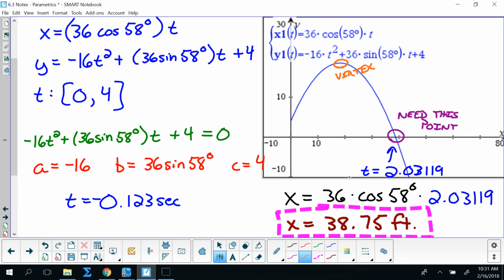How am I going to find the vertex? One of two ways. Because we have A and B stored in our calculator already, right? So we could do opposite of B over 2A. Or the other way is I could average these two numbers. Because those are my x-intercepts. I could average those two, and that would give me my t value for that. Okay?